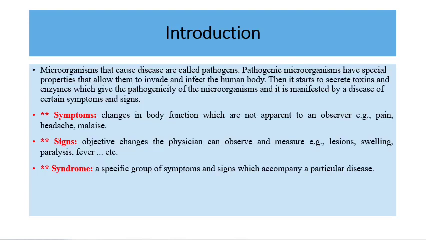Then it starts to secrete toxins and enzymes, which give the pathogenicity of the microorganisms, and it is manifested by a disease of certain symptoms and signs. أي disease of course أنا بقدر أعمل له كشف عليه بأن هو بيظهر symptoms معينة و signs معينة للمرض ده. إيه الفرق بين كلمة symptoms و signs? What is the difference between symptoms and signs?